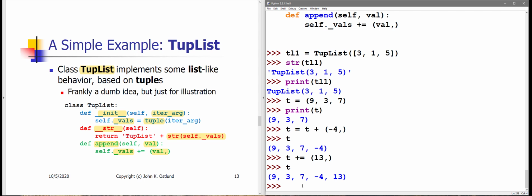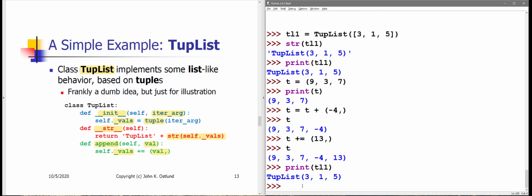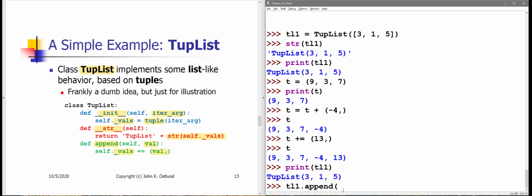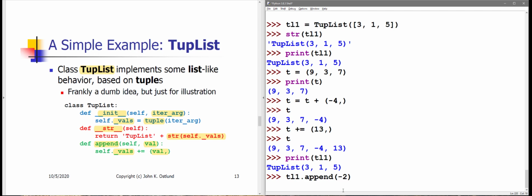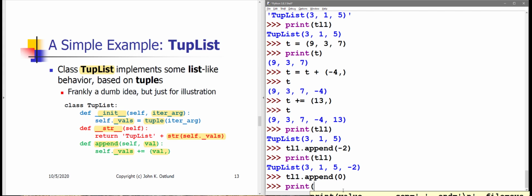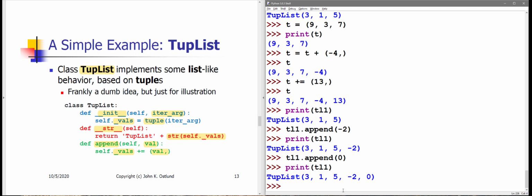Let's confirm that. So here is my TupList1. And if I say TupList1.append, I can just pass a value as an argument to append. I don't need to pass a tuple, so let me pass in a -2. And if I then print TupList1, I'll see that that has had a -2 appended to it. TupList1.append 0. Now my TupList1 has had a 0 appended to it, and so on.